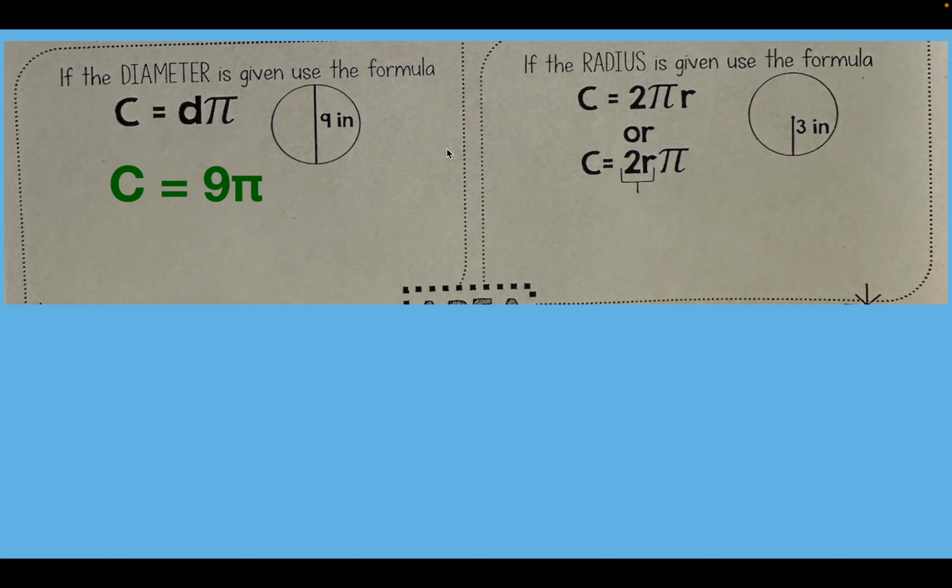Okay, and if the radius is given, use the formula C equals 2 times pi times radius, or C equals 2r pi, because that 2r stands for your diameter. Okay, so it gives me the radius, so I plug it in. 2 times my radius is my diameter. So I get 6 pi as my answer.